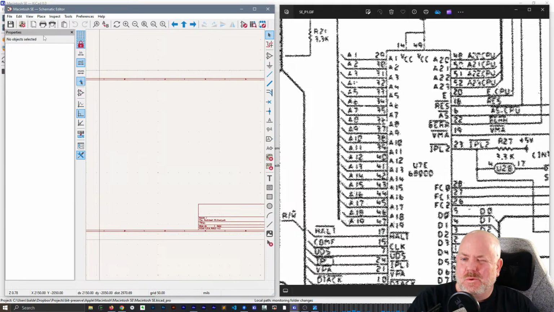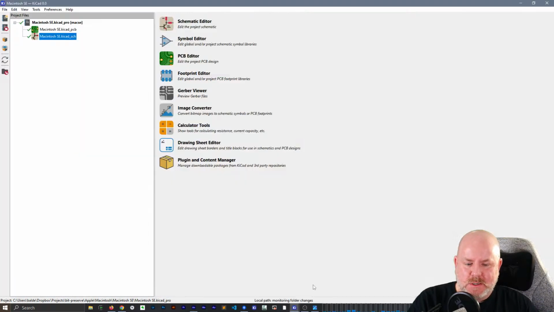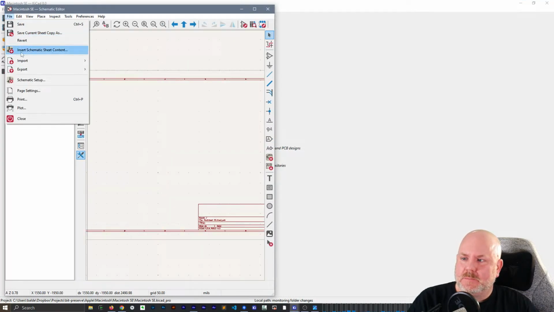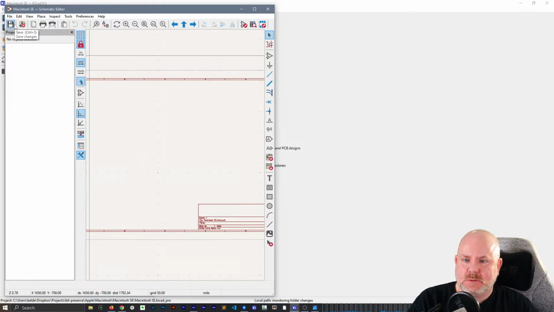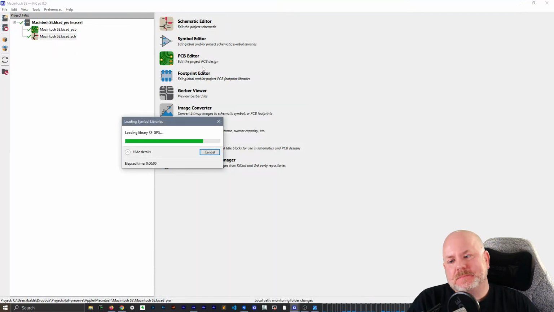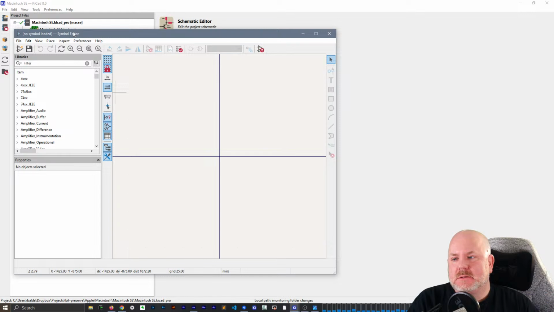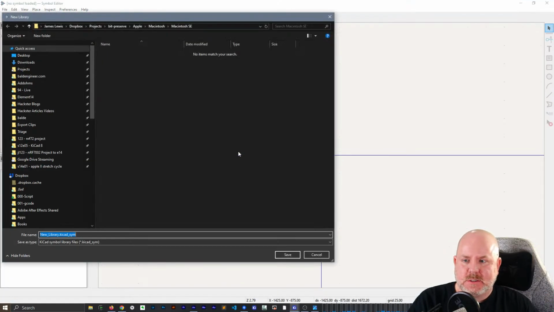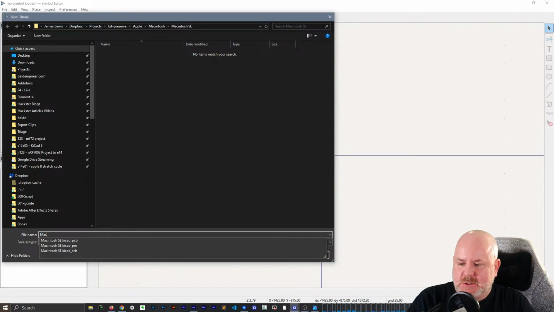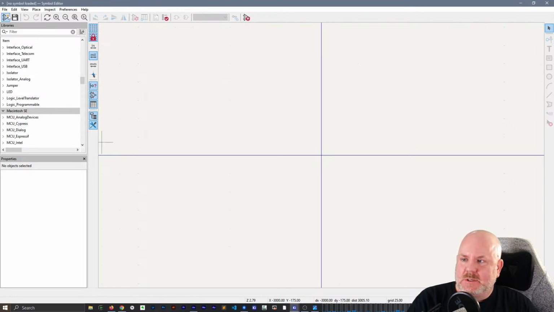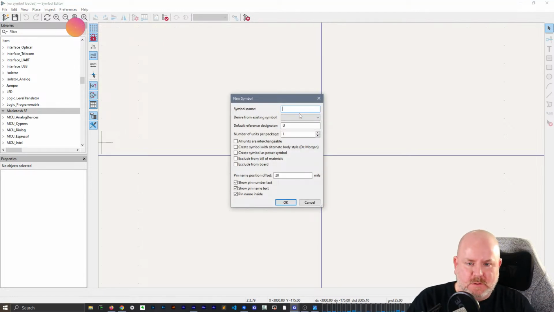All right, so we should have done this first. We should have created a new library, because I do like having libraries for each schematic. What am I doing? What did I just go to? I went to the schematic editor, didn't I? I meant to go to symbol editor. All right. And for the moment, we can just do new library, and we'll put this into the project, and we'll call this Macintosh SE. And we'll save that. And then I'm going to do a new symbol, and we'll call this the 60.